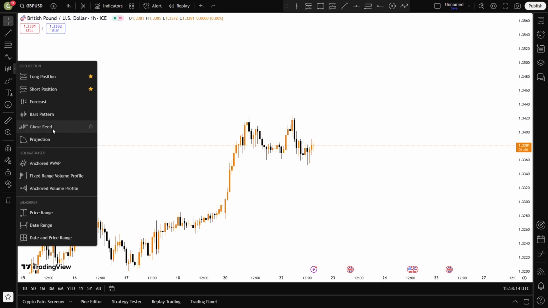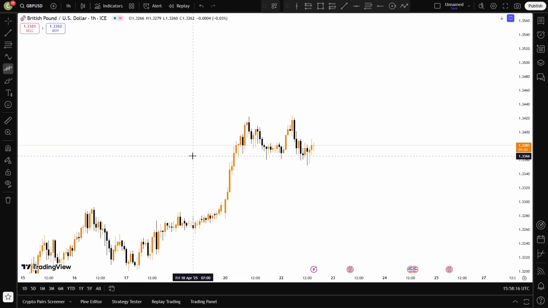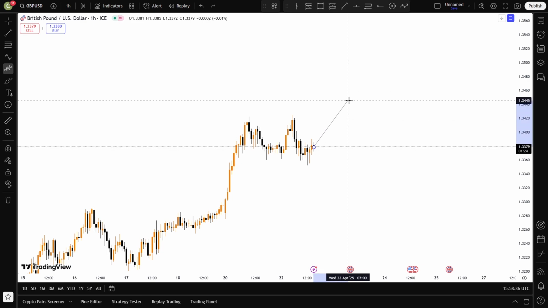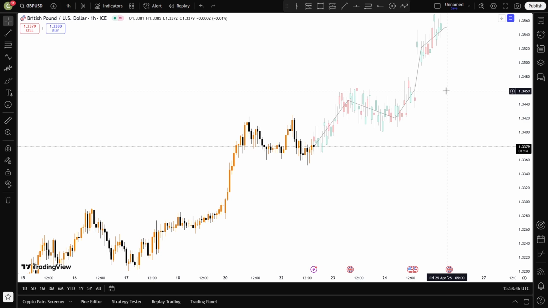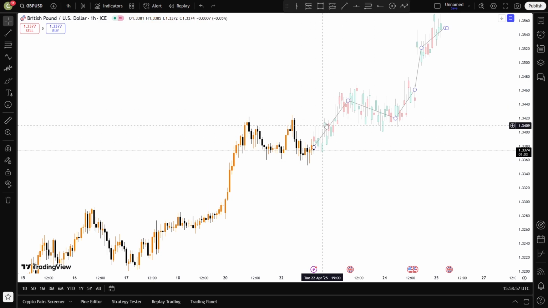Now the next tool is the ghost feed. So the ghost feed is used to visualize a price projection into the future by creating faint shadow candles. So if you want to project the price may move in a certain way in the future, you can use the ghost feed and just click at different points to simulate the candle movement, and you can double click at the end for it to be released. Anyway, with the ghost feed, it doesn't really give you the usual candlesticks that you see. It's just used for projection.